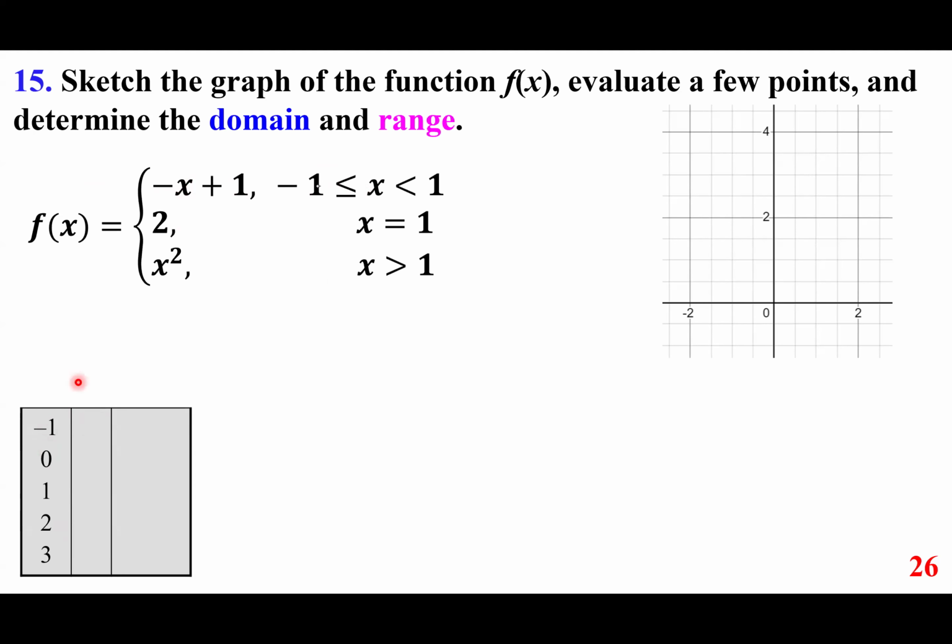0. Now, between -1 and 1, 0 belongs here. So if I put 0 here, I get 1. 1 is 2. It's just this one, 1 comma 2. If I put 2, because it's larger than 1, 2 squared, I get 4. 3, I put 3 squared, 9. Just to give you an idea, those are the pairs. But I want to show you how to actually graph this nice and easy.